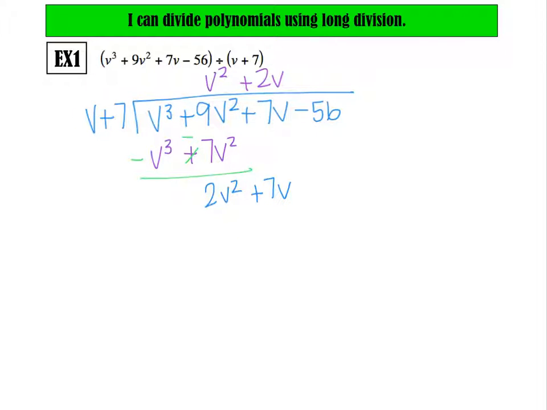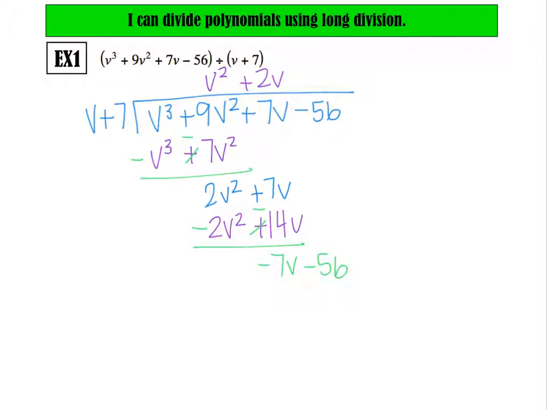And so then I distribute, and then I combine. So 2v times v is 2v squared, and 2v times 7 is a positive 14v. And just like we did with long division, I'm going to do the opposite. So 2v squared minus 2v squared cancels, and then 7v minus 14v is going to be a negative 7v. And then I'm going to bring down that minus 56.